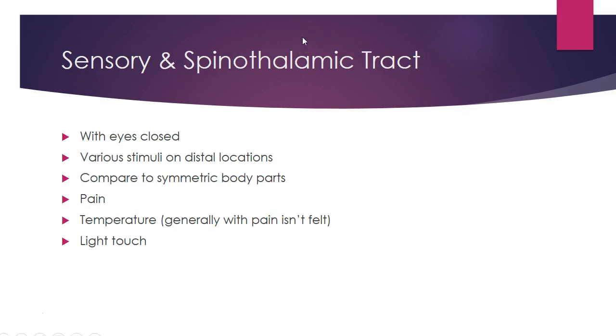To note their sensory, you're going to have their eyes closed, and you're going to put various stimuli on distal locations to make sure that they can identify it. So pinprick, cotton ball, something wet, and have them have their eyes closed so they can't cheat. Because you want to be able to see if they can feel these things. And you're going to compare symmetrically. So you're going to do right and left in the same place.